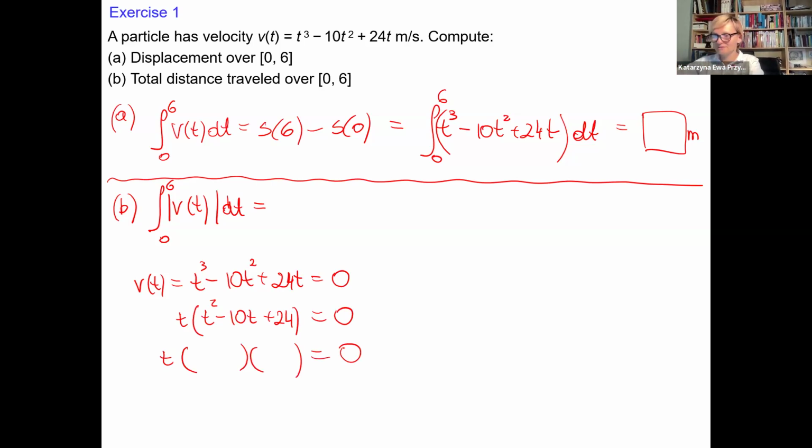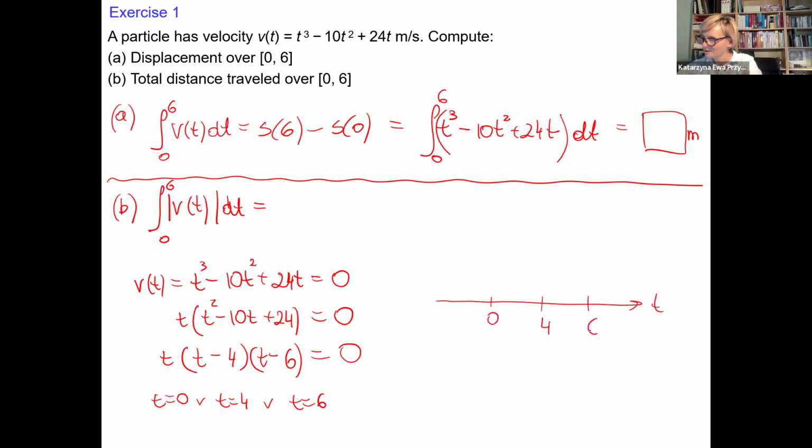4 and 6. 4 and 6. Oh, okay. Let's see, 4 and 6. And you gave me two negatives, because negative 4, negative 6, positive 24. Yes. Okay. That's we have 0, we have 4, and we have 6. Okay, 6 is the endpoint. But still, that's time 0, 4, and 6.